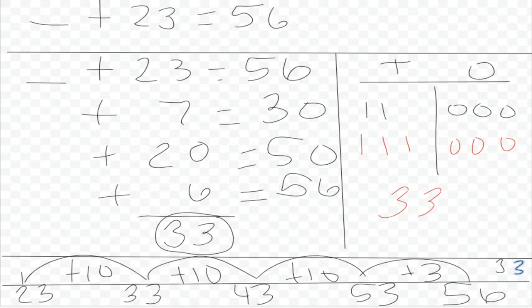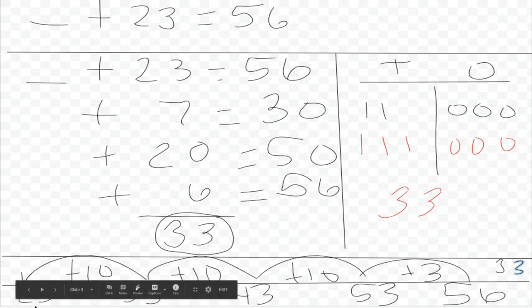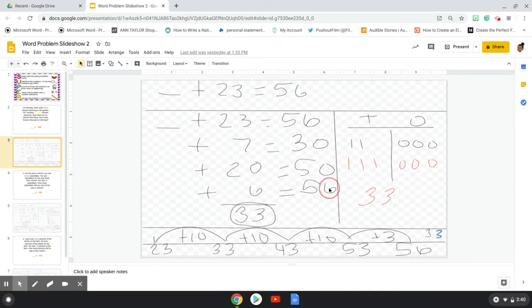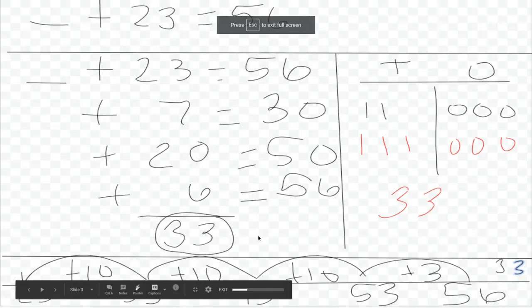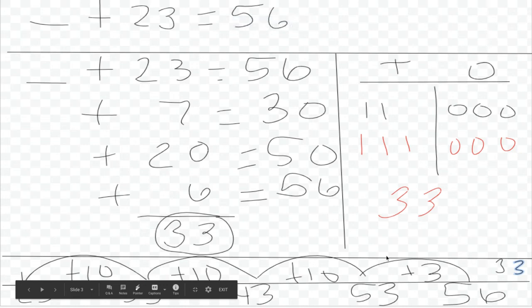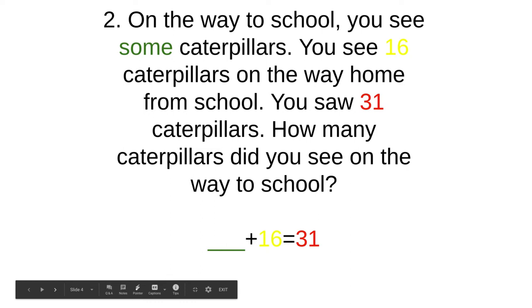And then lastly, on the number line, I started at 23, and then I added 10 more to get 33. I added 10 more to get 43, and then 10 more to get 53, and then plus 3 to get 56. If I count up my hops at the top, that would be 10, 20, 30, 33. So the missing partner or the missing addend is 33.